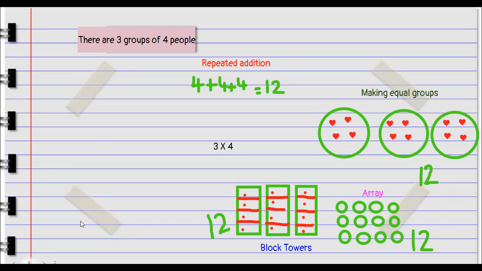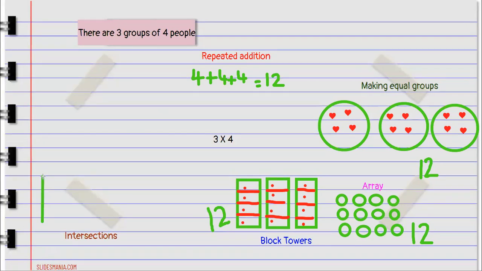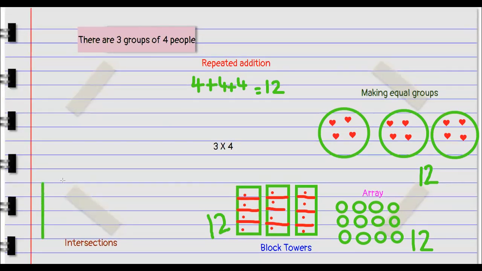So now let's go to the next strategy, intersections. This is a new one for all of us. Again, we are going to consider the 2 factors, 3 and 4. So we'll have to make 3 lines like this. First line, second line, and the third line, because my first factor is 3.